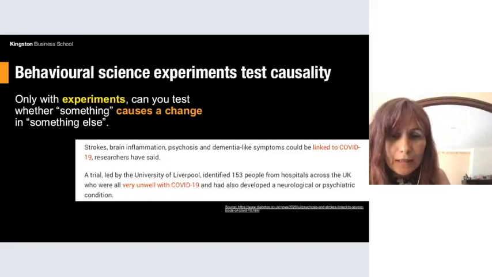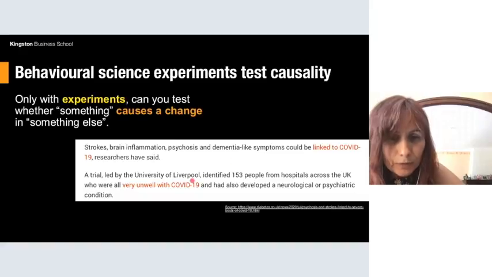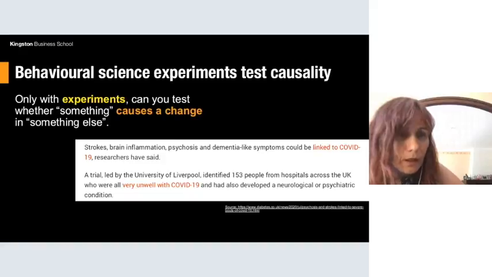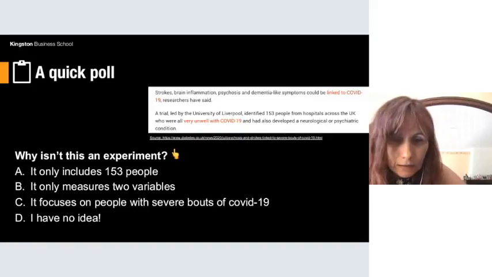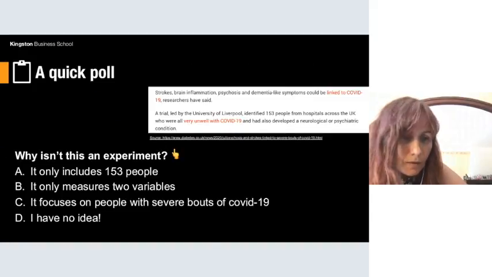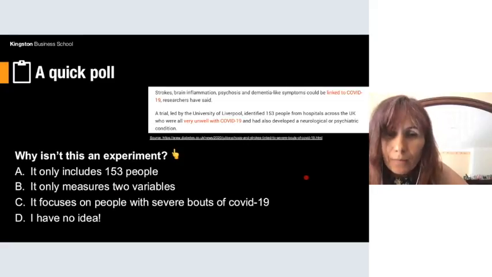So here's another example that I picked up from the news. And here you see that apparently there's a study at the University of Liverpool that identified that 153 people in hospital with very serious COVID-19 symptoms also had developed a neurological and psychiatric condition. So if you look at this as a statement, my question would be, why isn't this an experiment?